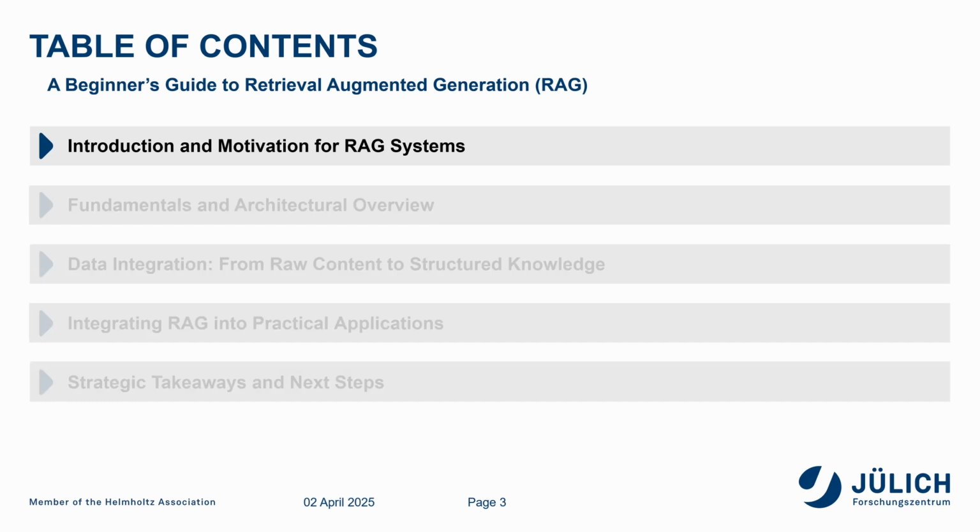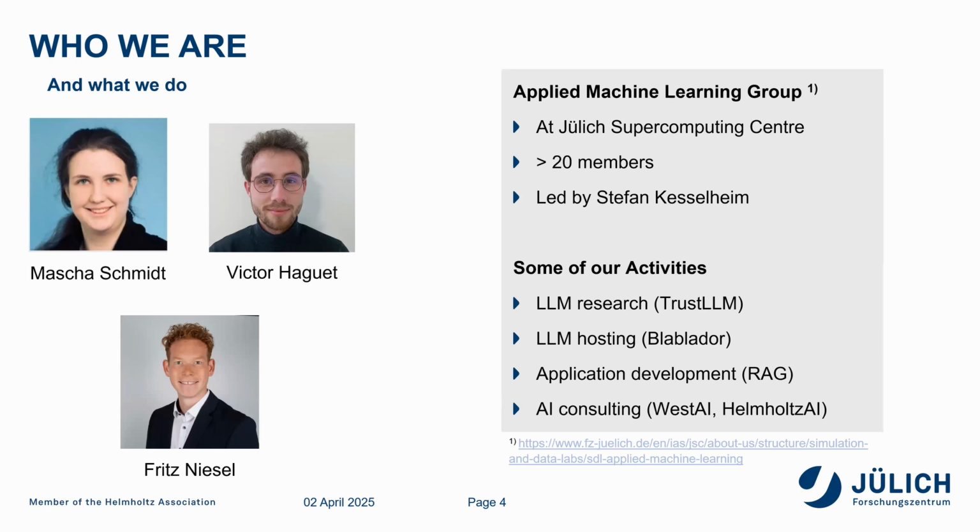So starting with the introduction, right now you only see me, but with me are my two very nice colleagues, Mascha and Victor. We are, as Claire said, in a group called Applied Machine Learning here at the Jülich Supercomputing Center at JSC. We grew quite drastically and are now already more than 20 members in this group, and it's led by Stefan Kesselheim. This is our group leader.